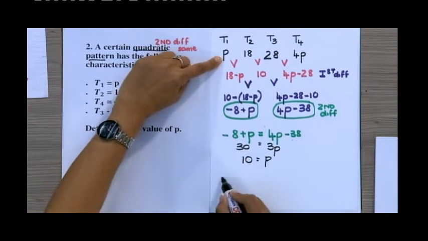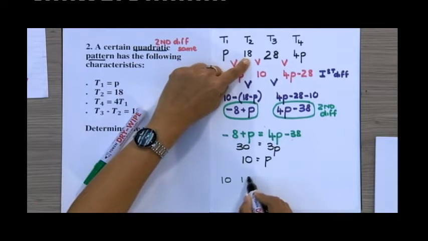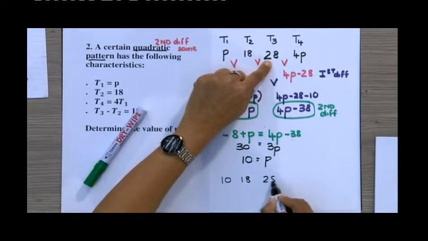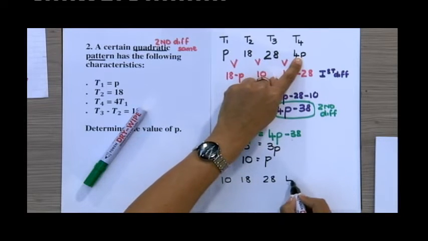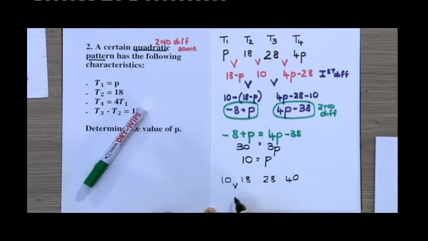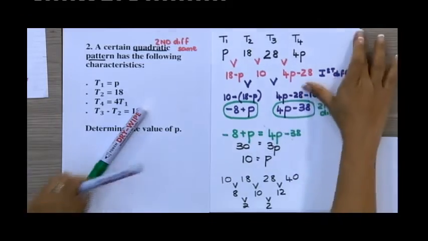If P is 10, then that value there is 10. That is 18. That is 28. This is 4P, so it's 4 times 10, which gives you 40. What's the difference there? 8. What's the difference there? 10. What's the difference there? 12. And there you can see your sum must be correct because your second difference is equal to each other.